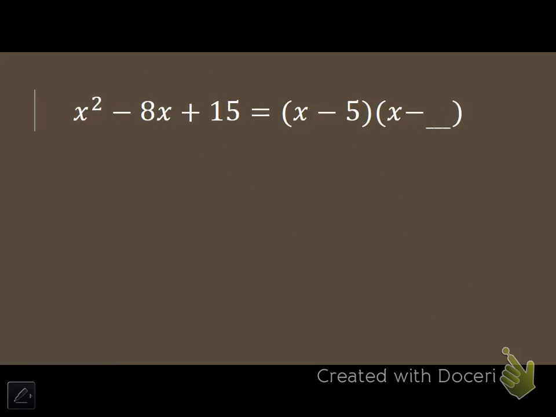So this one, what multiplies to get me 15 but adds to get me negative 8? We already got a negative 5 in there. So negative 5 times what gives me 15? Well, a negative 3 gives me 15. So when I add them together, does it give me negative 8? Yeah, it does. So all we have to do is put a minus 3 in there.